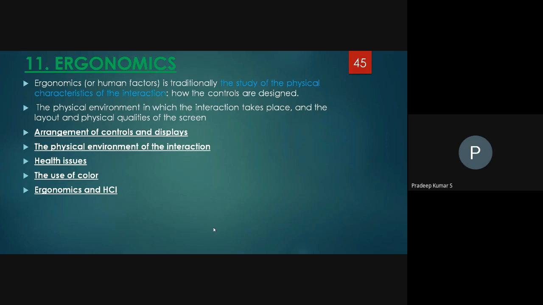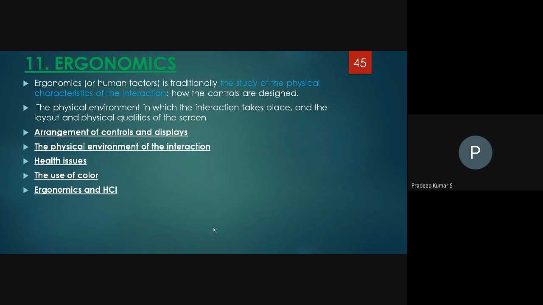So the next chapter, the newly coming chapter, is ergonomics, which you are going to be studying. What is ergonomics? Simply, I can say it is the study of the physical characteristics of the interaction. How the controls are designed is a very important thing. Ergonomics is a keyword, we have to remember the meaning.